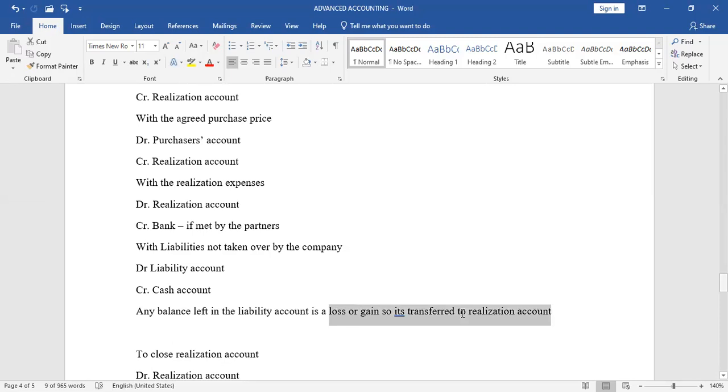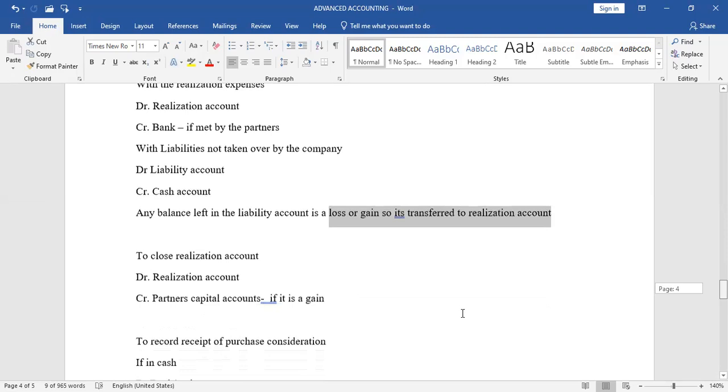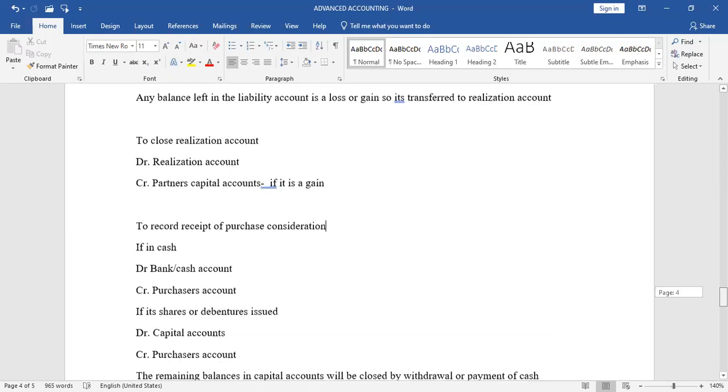If it is not taken over at book value, it means that there'll be a gain or a loss on that liability. To close the realization account, we debit the realization account and credit partners' capital accounts if it is a gain. The opposite of this will happen if it is a loss. Okay? If it is a loss, we'll be debiting the partners' capital accounts and crediting realization account.